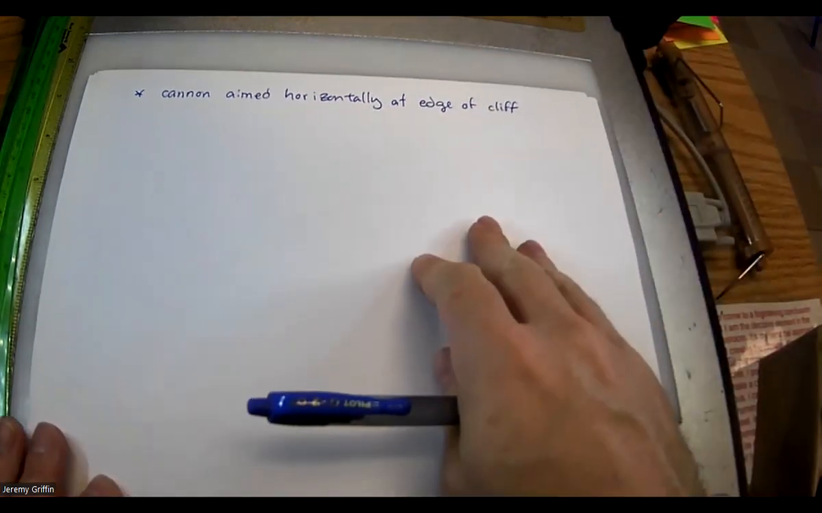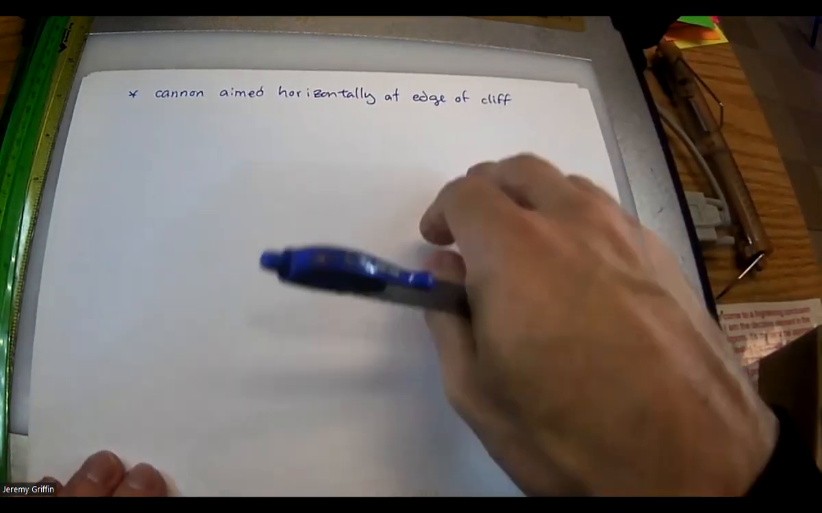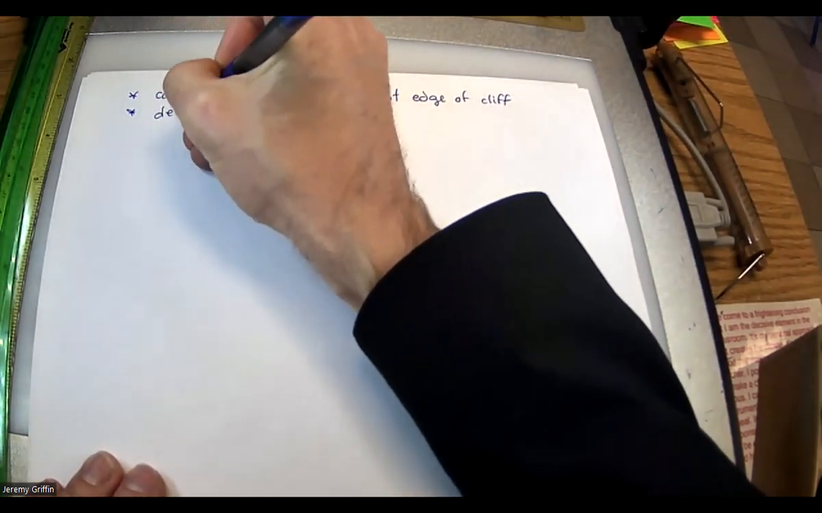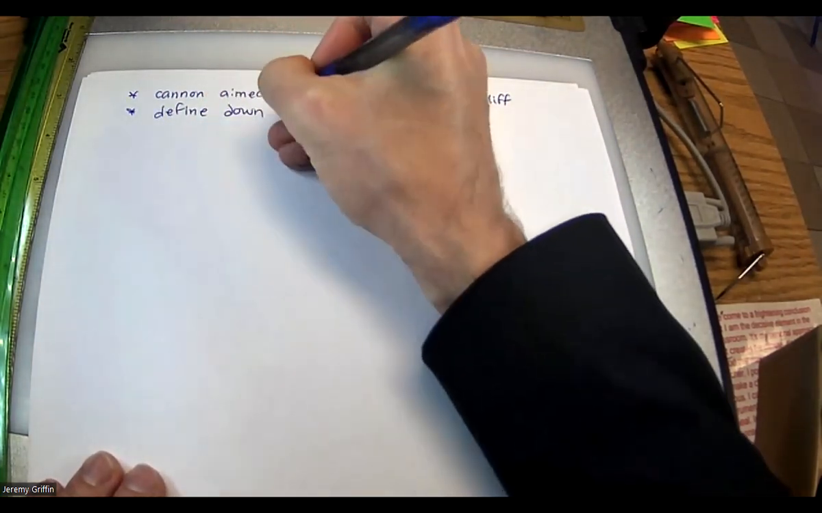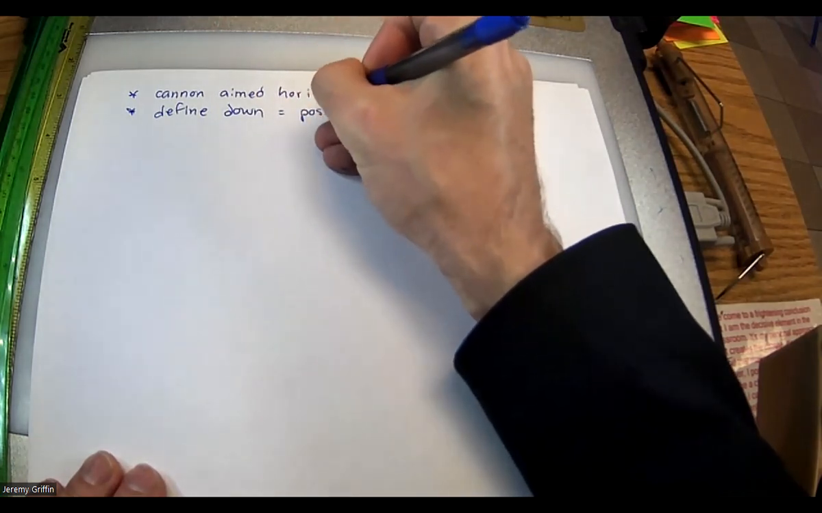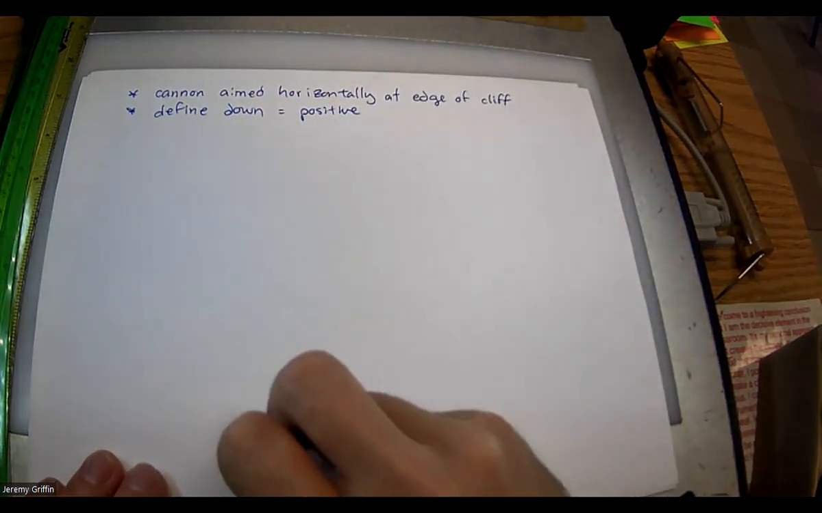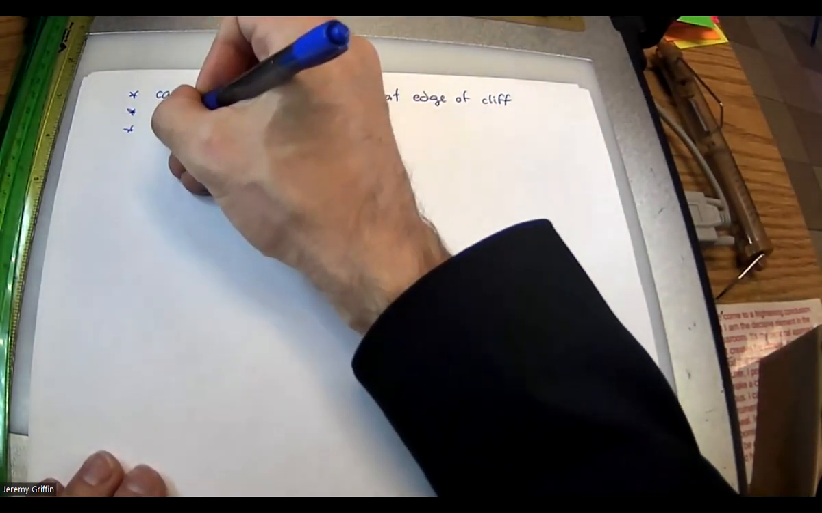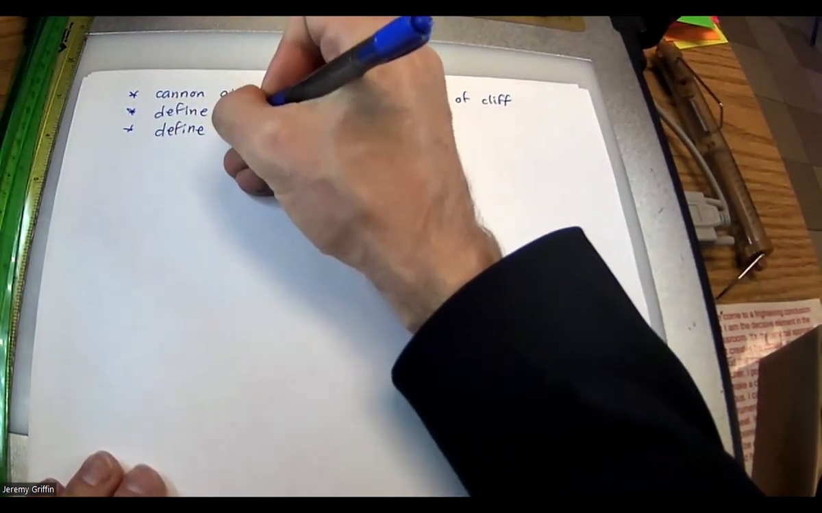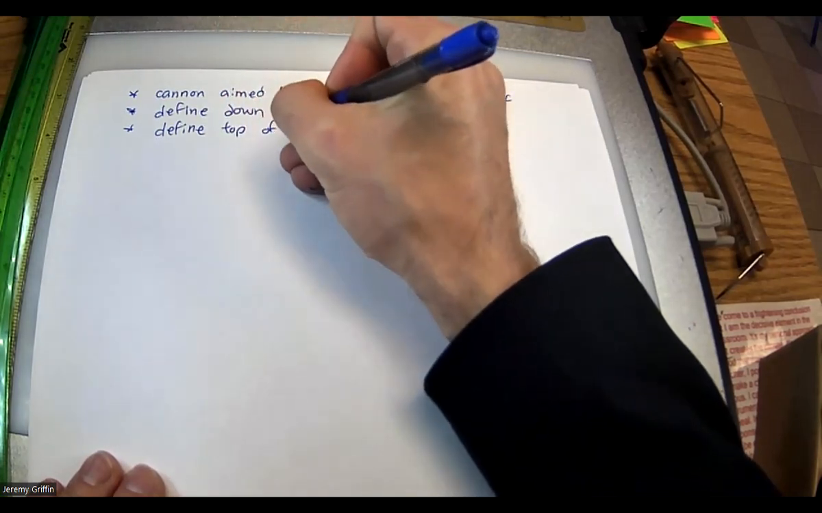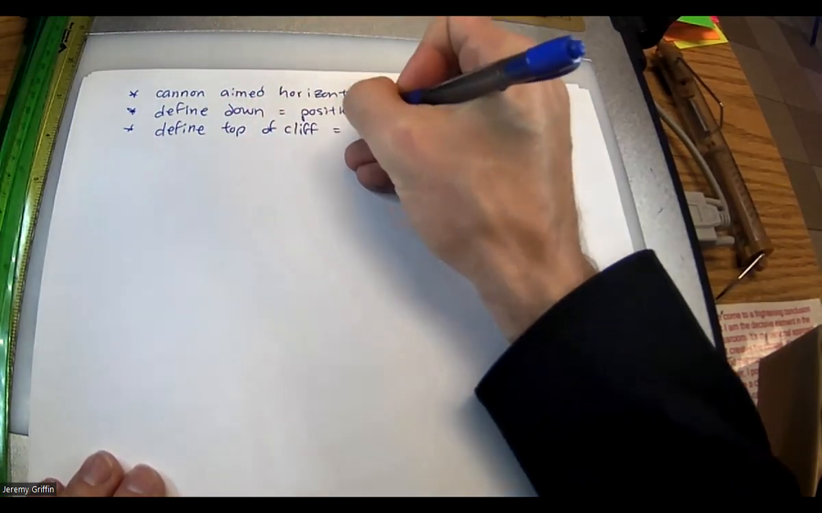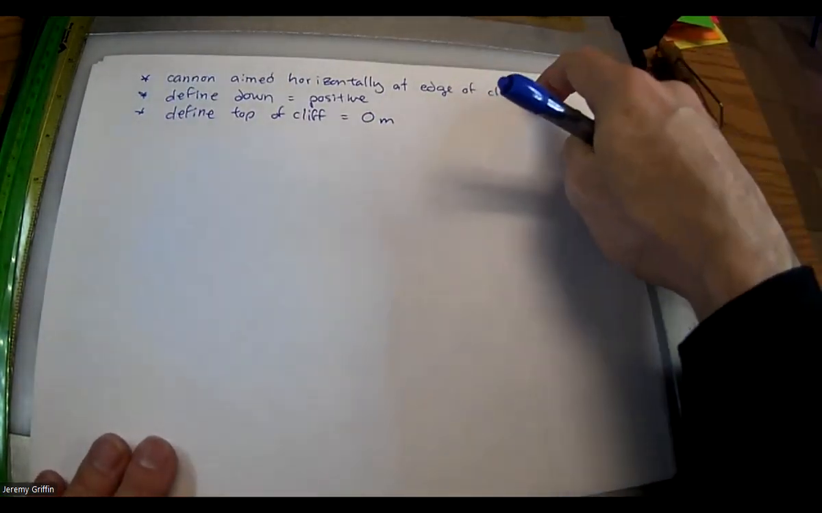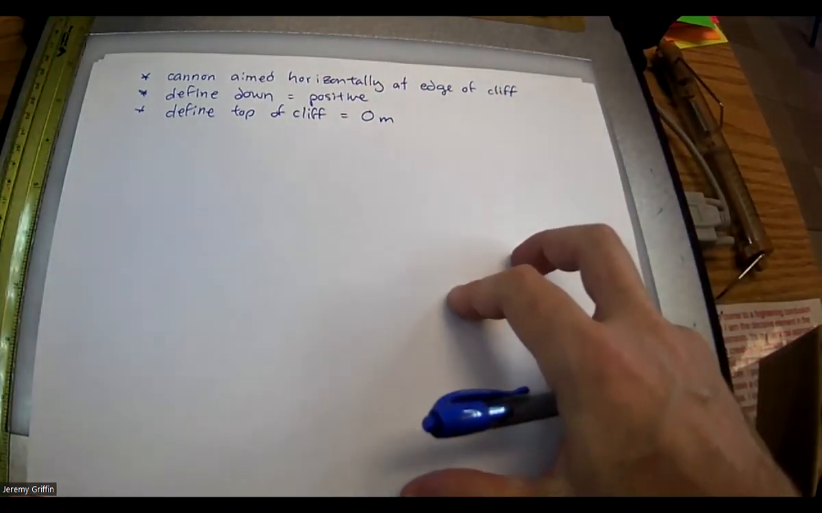Okay, so that's the setup. That was the picture you just saw. Let me go ahead and define down as the positive vertical direction. Throw in one more thing here. Let me define the top of the cliff as 0.0, like 0 meters. All right, so I've got the scenario, and a couple of definitions just to get us grounded.